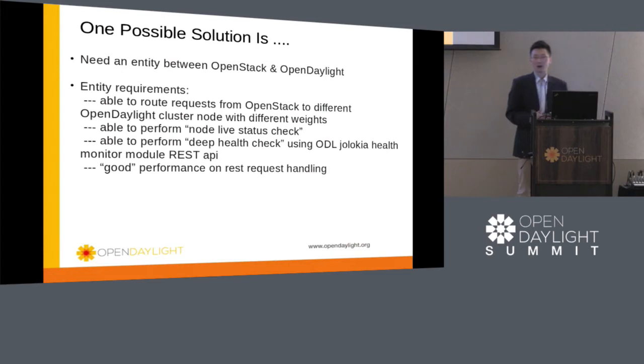So we think one possible solution is an entity between OpenStack and OpenDaylight. That entity should be able to route requests from OpenStack to the different OpenDaylight cluster nodes with different weights. It should be able to perform node up and down checks, and also perform a deep health check using the OpenDaylight health monitor module, which is also a REST API exposed through the northbound. Also, that entity requires good performance in handling REST requests, of course.